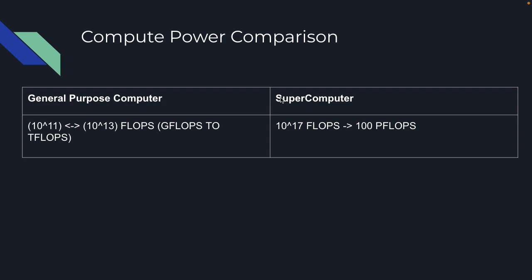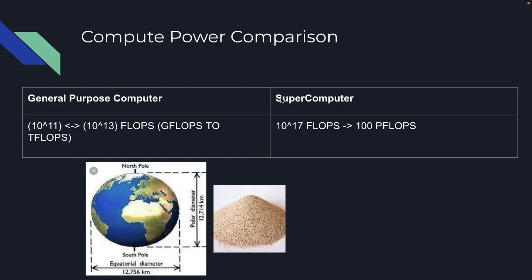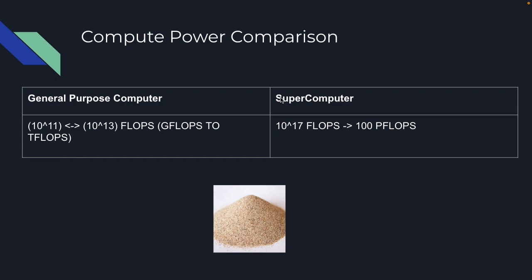And on the supercomputer side, we can get 10 to the power of 17. And before you zone out, let's use an example. Imagine that every flop is actually a grain of sand, okay? Let's start on the left-hand side, and we're going to go with the lower bound. Oops, my mistake, spoiler alert.